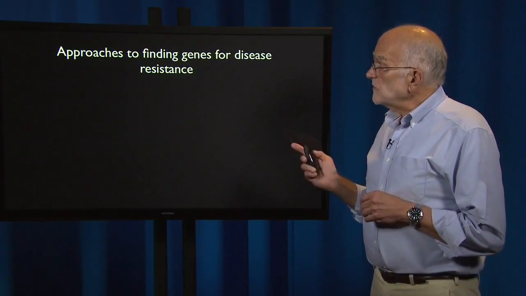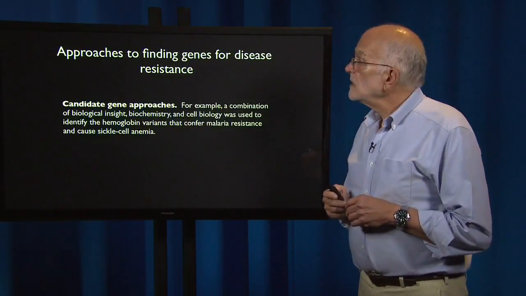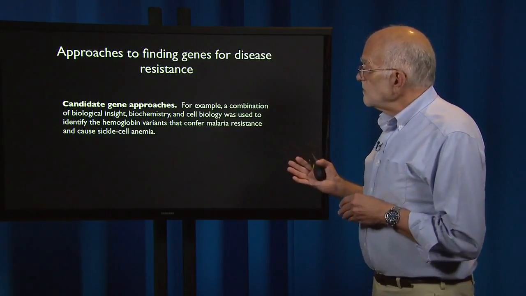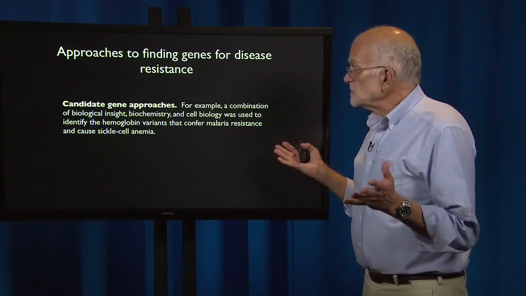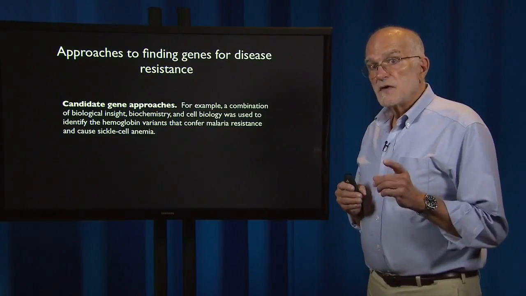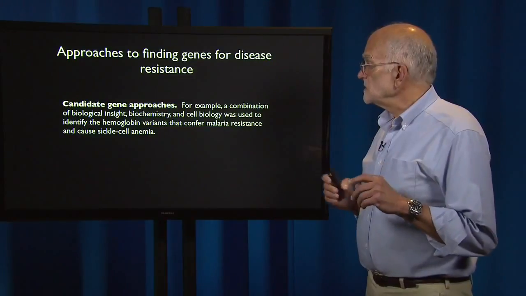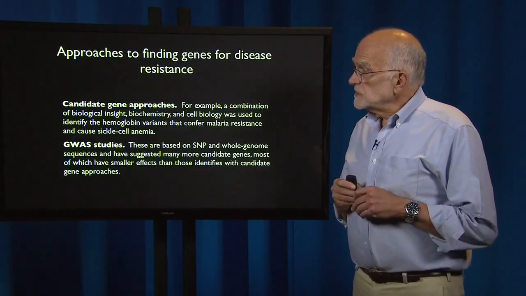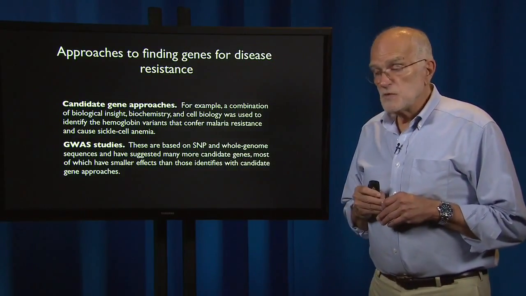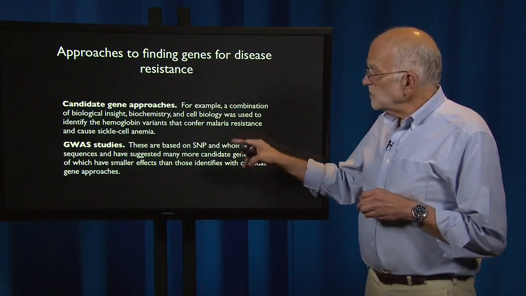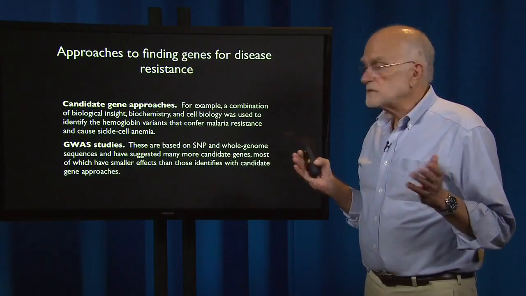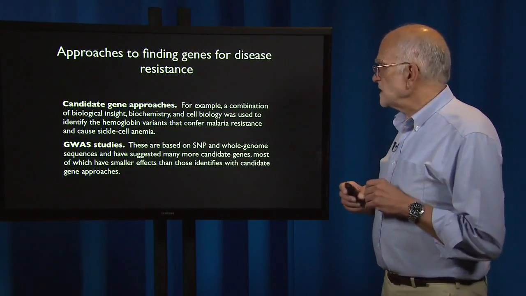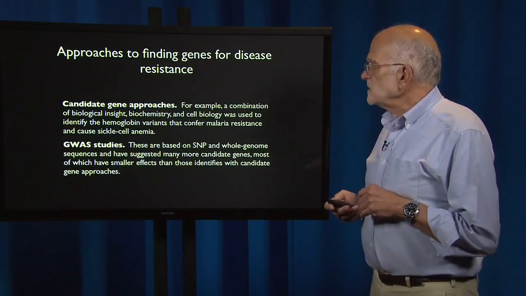Now, there are a number of approaches to find genes for disease resistance. The first is the candidate gene approach, and this is the older of the two approaches. For example, a combination of biological insight, biochemistry, and cell biology was used to identify sickle cell anemia and other hemoglobin variants that confer malaria resistance. The more recent approach is genome-wide association studies, GWAS. These are based on single nucleotide polymorphisms and whole genome sequences, and they have suggested many more candidate genes, most of which have much smaller effects than those that were identified with candidate gene approaches.